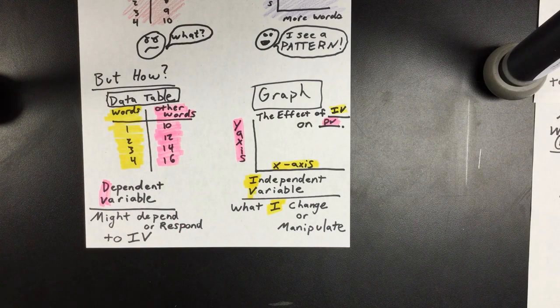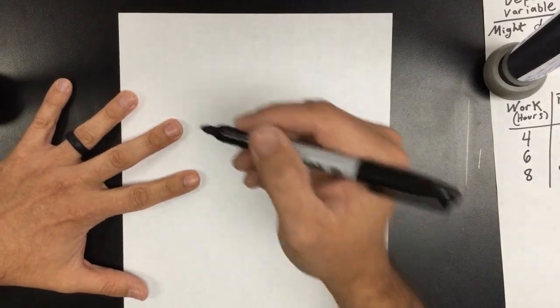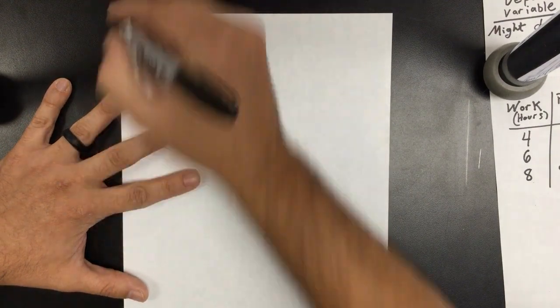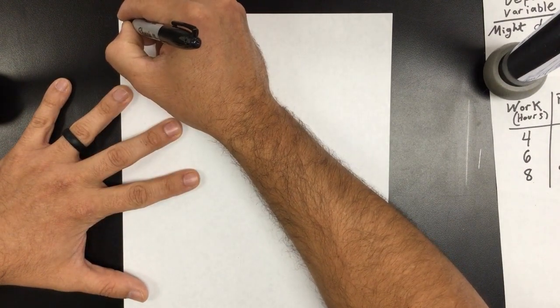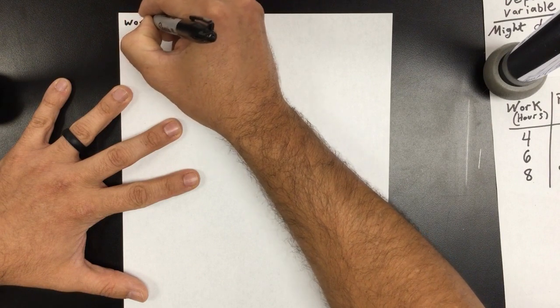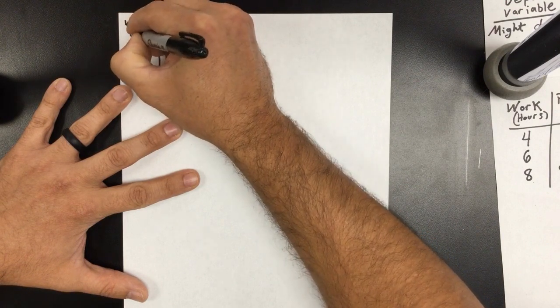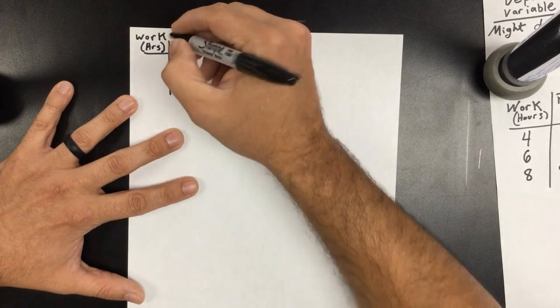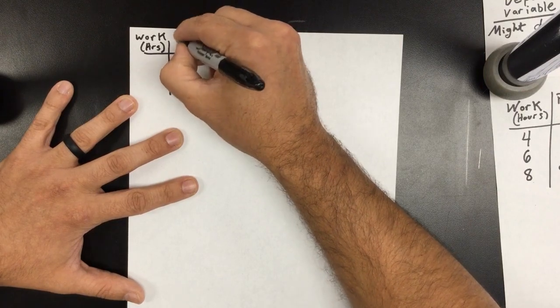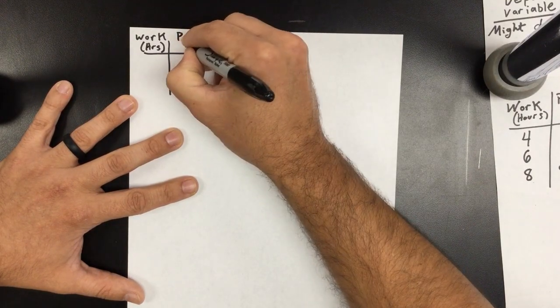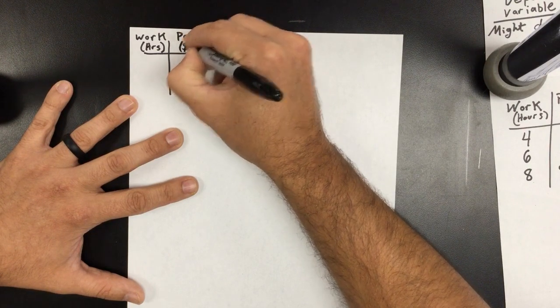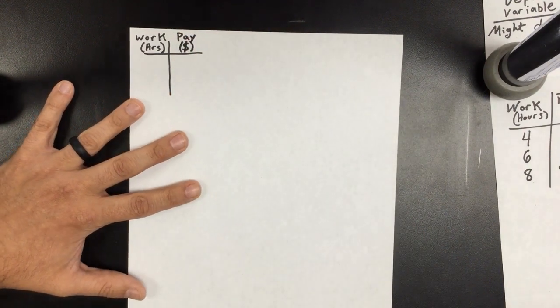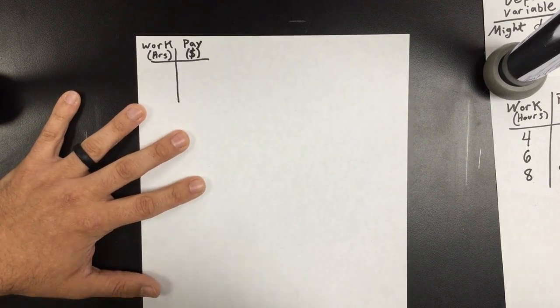So let's practice making a graph. First, I need to collect some data. Maybe I'm going to collect how many hours I work. I'm going to say work, and that's going to be in hours. And I'm going to see how that might affect my pay. And that's going to be in dollar bills. Okay, so I go to work the first day, but I only work for 4 hours.